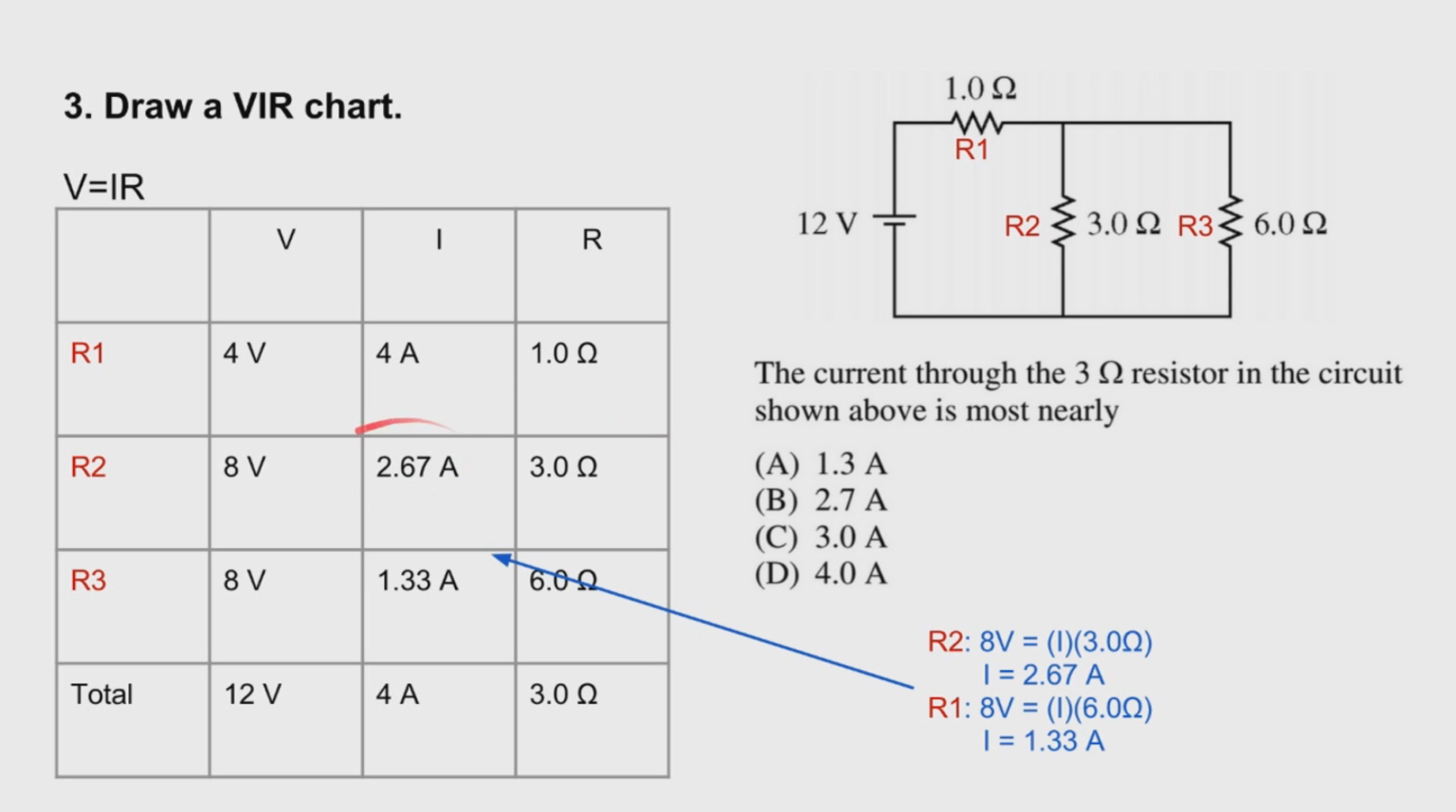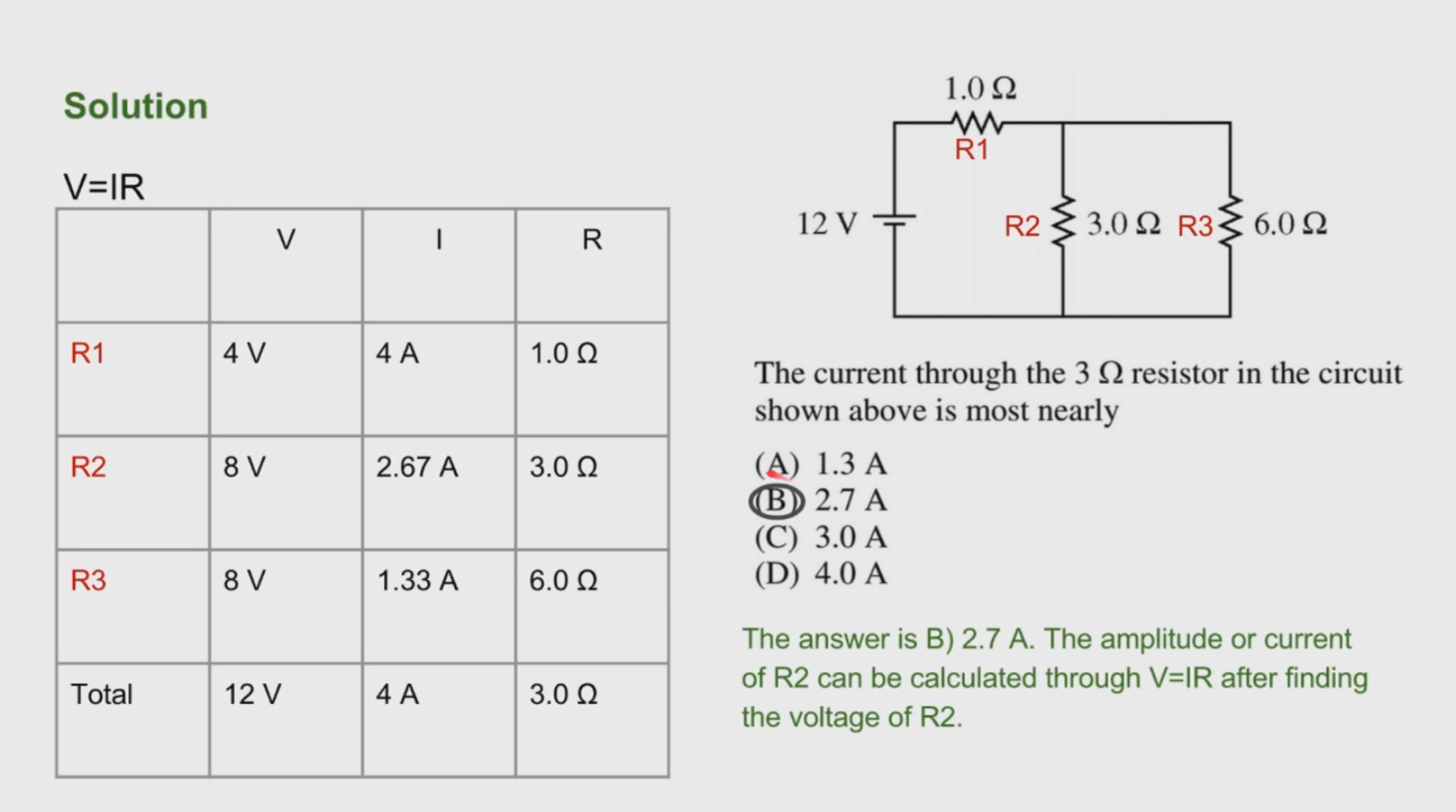This helps us calculate the current for R2 and R3. This is because we already know V equals IR, so we take 8 divided by 3 and get 2.67 amps. And we get 8 divided by 6 and 1.33 amps. Now this proves that the answer is B, because the current of the second resistor is 2.67 amps. We calculate it through V equals IR. So we know 8 divided by 3 is 2.67, and we just assume that they rounded in the question.